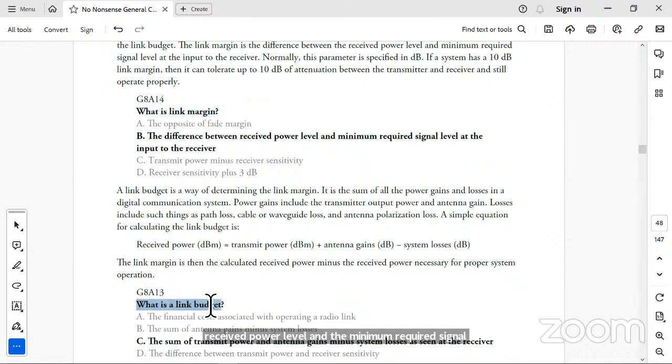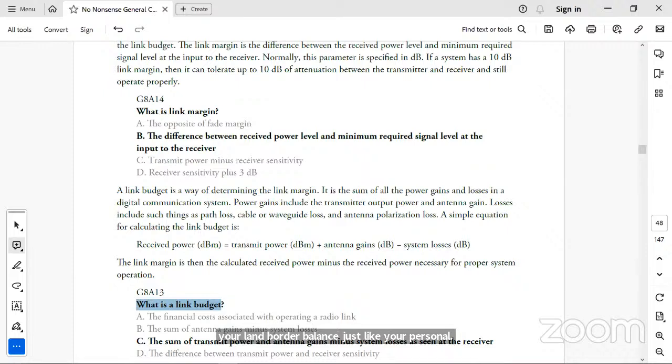Last question in the question pool for this evening. What is a link budget? So we did say a link budget is similar to your own personal financial budget, right? It contains all of the income, all of the expenditure, and of course, what you have left over. Is the balance, the sum of transmit power and antenna gains minus system losses as seen at the receiver. So you'll end with a balance, just like your personal budget.